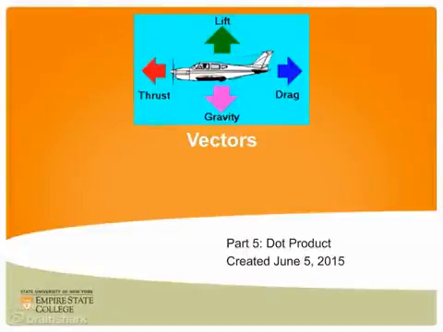This resource is the fifth in a 5-part series on vectors. Part 1 defines vectors. The component form for a position vector is presented with an example. We also discover how to find the magnitude of a vector.